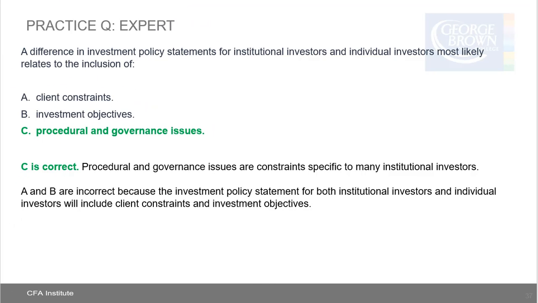Wow, I think that question is a really easy one, actually, because if you're looking at investment policy statements for both individuals and institutional investors, they're going to have the investment objectives. They're going to have the client constraints. But as we mentioned, when we look at institutional investors, they are likely going to include procedural and governance issues. So C is correct. Procedural and governance issues are constraints specific to many institutional investors.